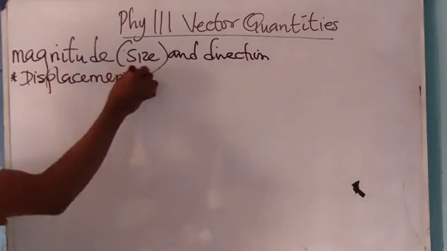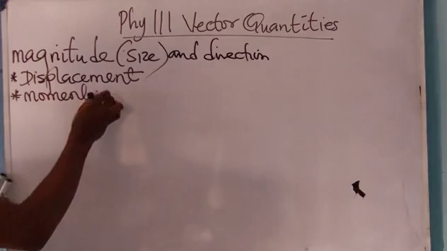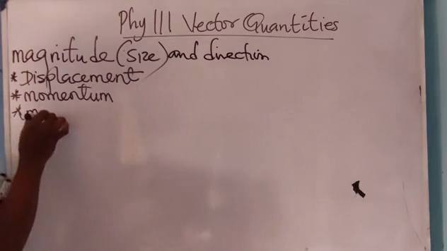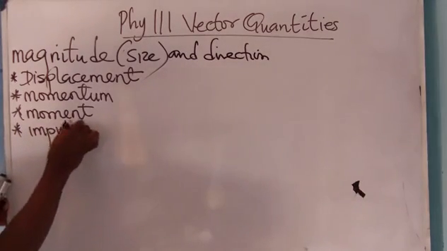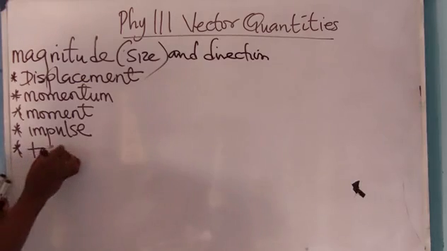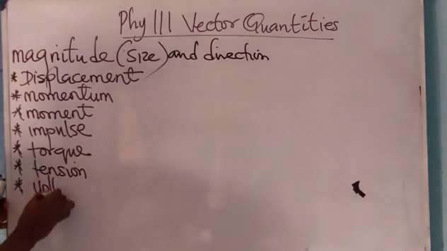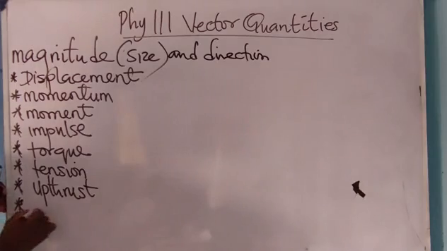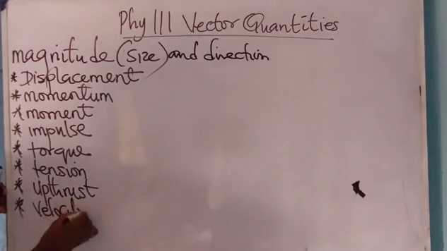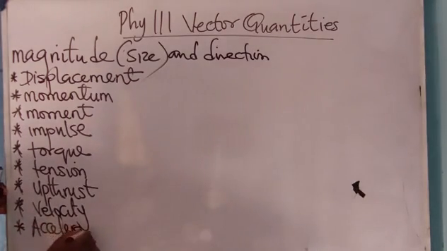Displacement is a vector quantity. Momentum is a vector quantity. Moment is a vector quantity. Impulse is a vector quantity. Torque is a vector quantity. Tension is a vector quantity. Upthrust is a vector quantity. Okay, velocity is a vector quantity. Acceleration is a vector quantity.